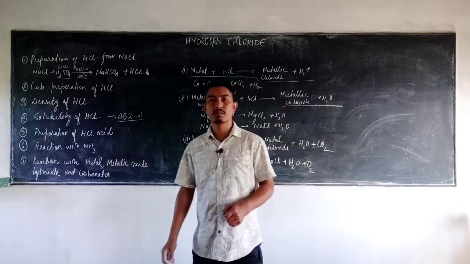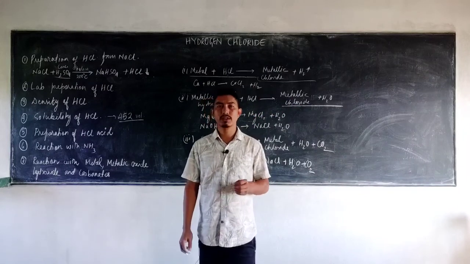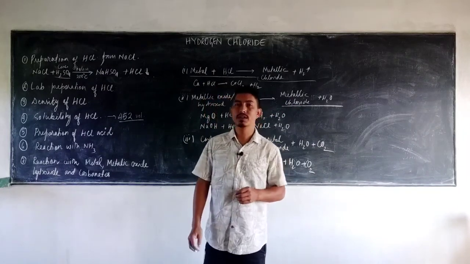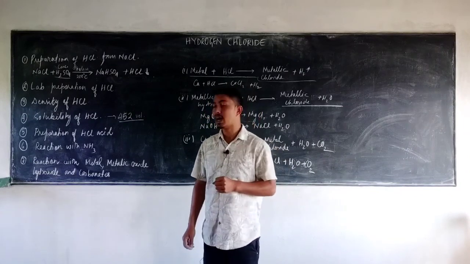There are many more examples in the book. You need to learn each one of them and also learn the uses of hydrogen gas as well. So this is the end of the chapter, the study of the compound hydrogen chloride gas plus hydrochloric acid.